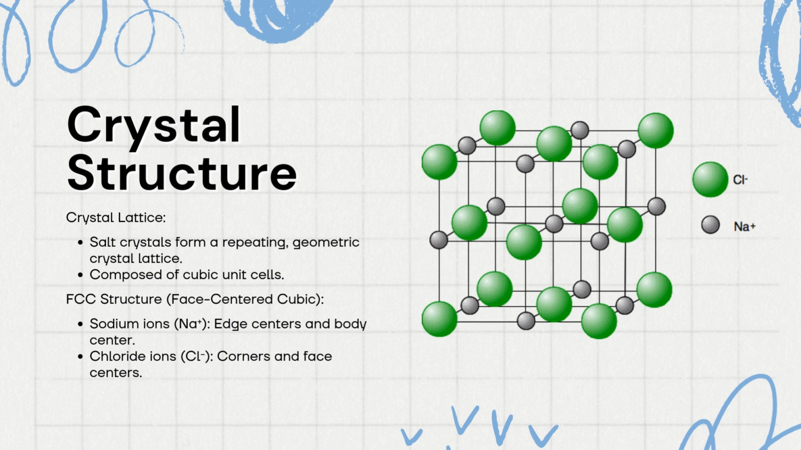Next, let's talk about the crystal structure of NaCl, where first we can talk about the crystal lattice. Salt crystal forms a repeating geometric crystal lattice composed of cubic unit cells. And note that NaCl is an FCC structure, face-centered cubic, where the sodium ions are at the edge center and body center, and chloride ions at the corners and face centers, which you can see clearly in the diagram.